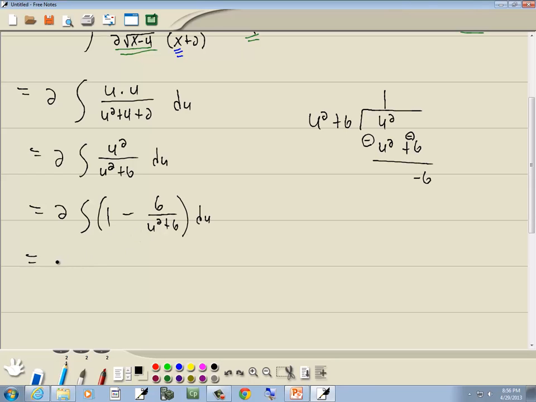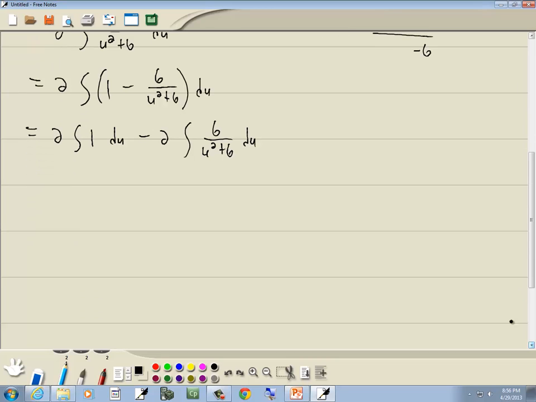Well, I can split these into separate integrals, and as I do that, I have to keep this 2 in front of each one. So I got 1 du minus 2, and then 6 over u squared plus 6 du. First one's pretty easy. The integral of 1 is u, so this is 2u. I'll put the plus c on later. Now I'm going to take this 6 and put it out in front because I don't think I'll need it. And here we got u squared plus 6.